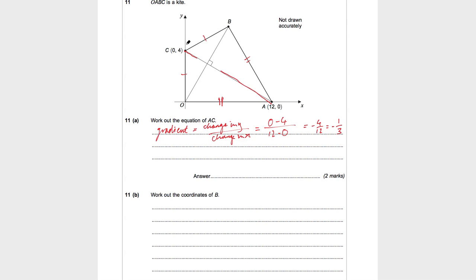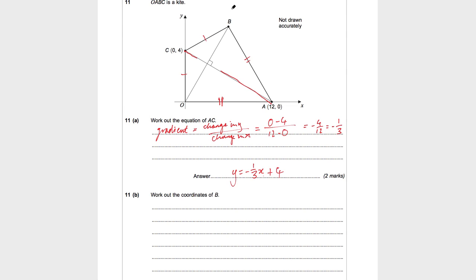And it goes through 0, 4, so it has a plus c of 4, y-intercept of 4. So I don't need to do any further calculations. My answer here is y equals minus 1/3 x plus 4. And I'm going to check that works with this point here. Minus 1/3 of 12 is minus 4, plus 4 is 0, and that's what we've got here, 0. So it does work.